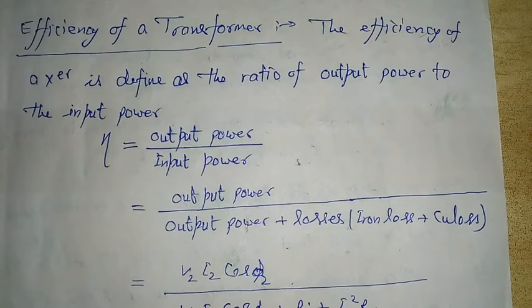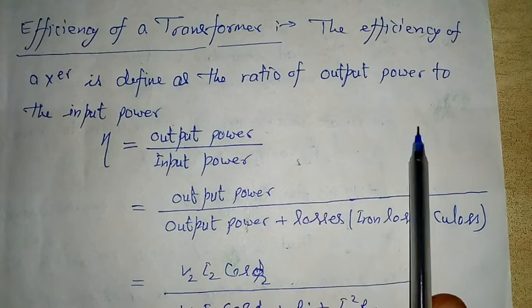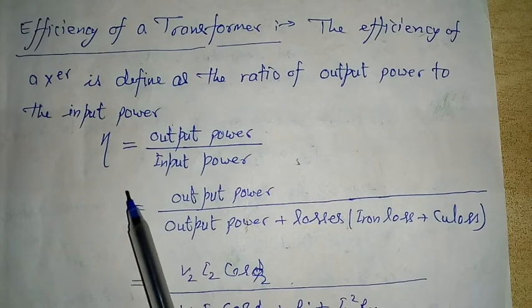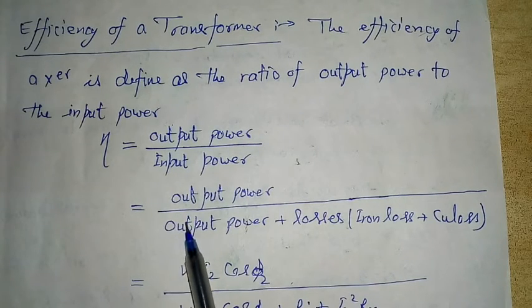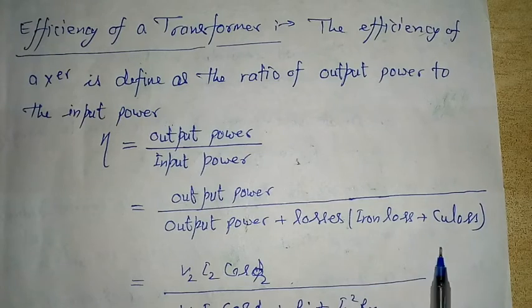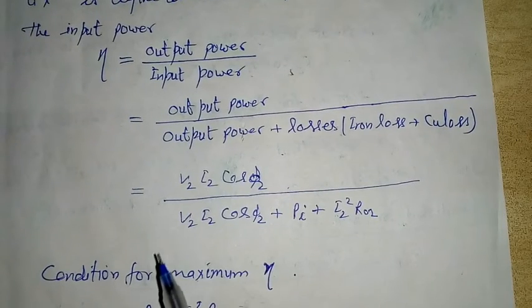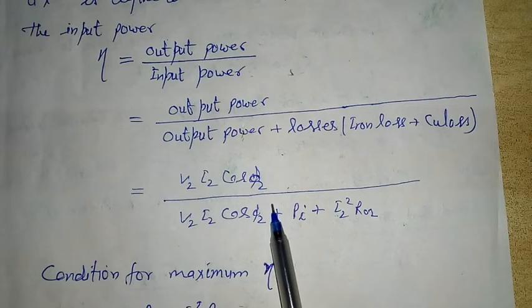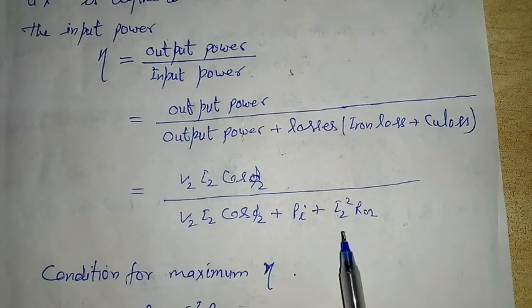Efficiency of a transformer. The efficiency of the transformer is defined as the ratio of the output power to the input power. So efficiency is equal to output power upon input power, is equal to output power upon output power plus losses, and losses are iron loss plus copper loss. The output power is V2 I2 cos phi 2, and losses are iron loss plus copper loss.